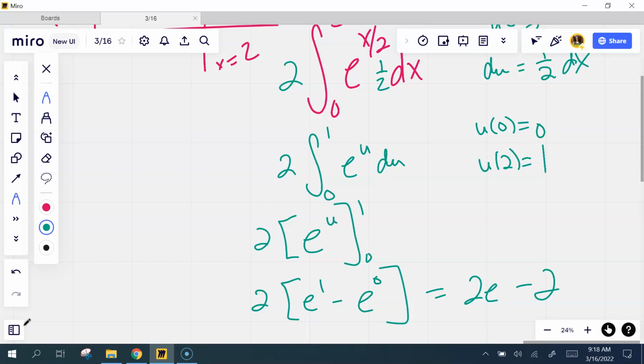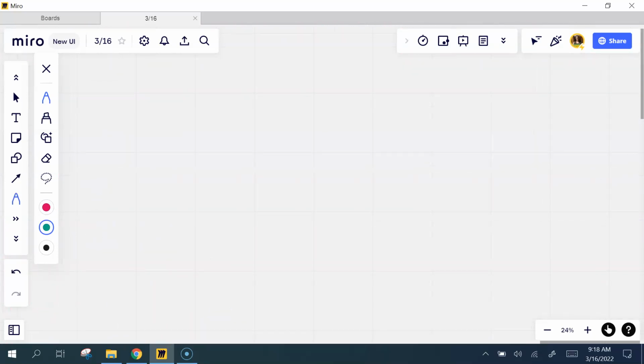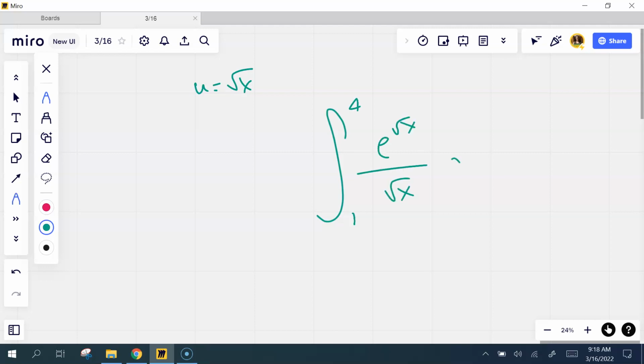We did 11. Number 12 told you it was u-substitution. They gave you the u to use. I thought it was very straightforward and easy. You did? Okay, so let's look at it. If u is the square root of x, and you've got this integral from 1 to 4 of e to the square root of x over square root of x dx.